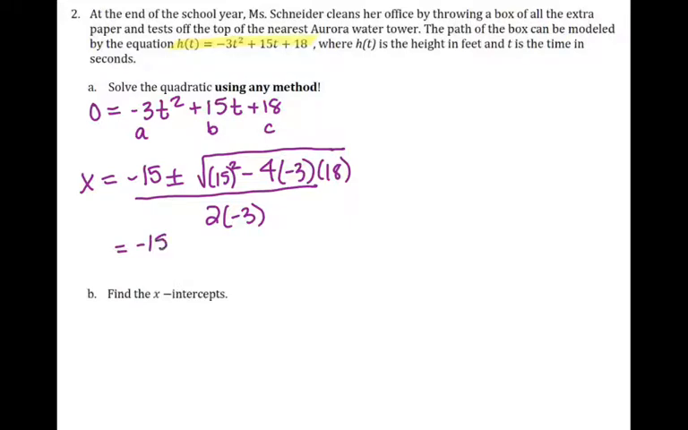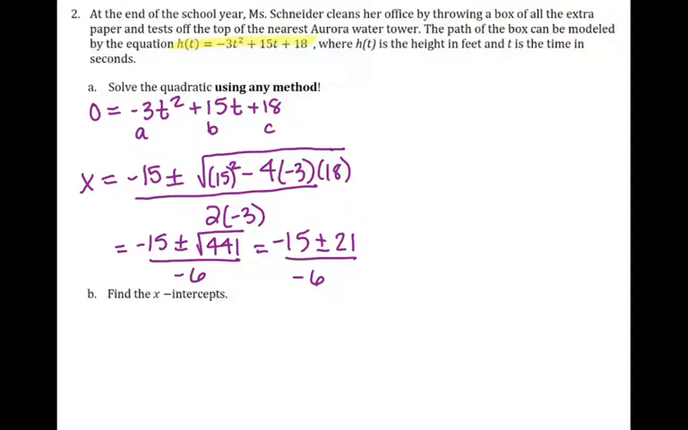So I have -15 plus or minus. I can take that expression and put it into my calculator. That's going to give me the square root of 441 all over -6. The square root of 441 is 21. So I have -15 plus or minus 21 over -6.